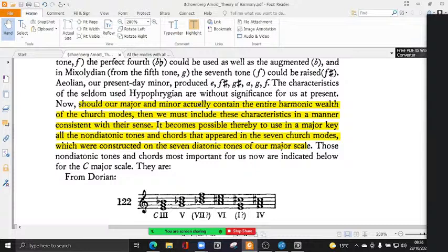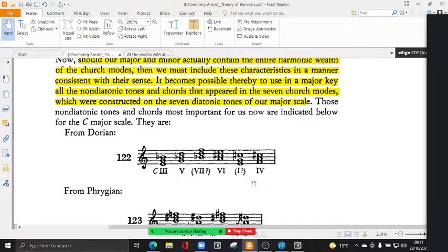So that's why our major and minor actually contain the entire harmonic wealth of the church modes. Then we must include these characteristics in a manner consistent with the sense. It is possible, in the major key, which is very stable, to use all the non-diatonic tones and chords that appear in the 7 church modes, which were constructed on the 7 diatonic tones of our major scale. This is important. Okay, so let's go back to it.